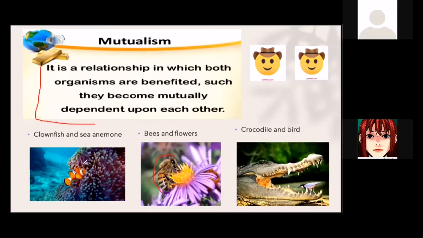What else? We also have here the fish and the anemone. The fish is hiding in the anemones, and the fish on the other hand is bringing the food to the anemone, right? Same with the crocodile and the bird. This is a mutual relationship, mutualism, right?